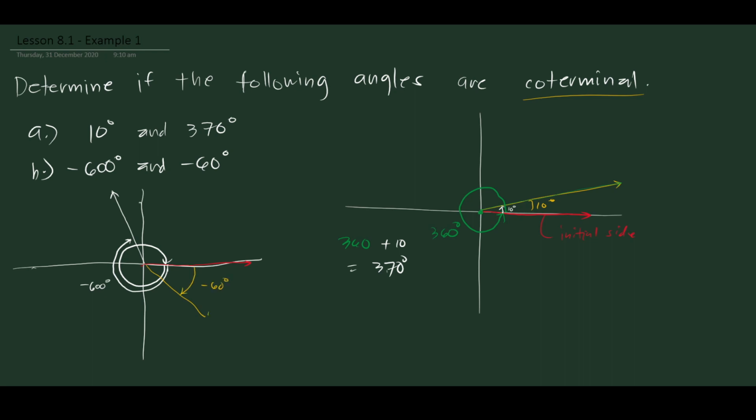So this is the terminal side of negative 60 degrees, and this is the terminal side of negative 600 degrees. So can we say that they are coterminal? Definitely not. So okay, therefore, the answer in letter B is this is not coterminal. And for A, this is coterminal. Okay, so that's it for this video. I hope that you refreshed your memory in this concept. So see you in the next video.